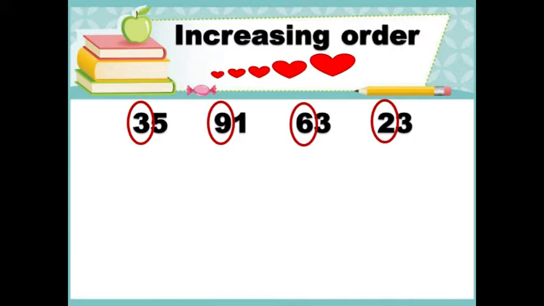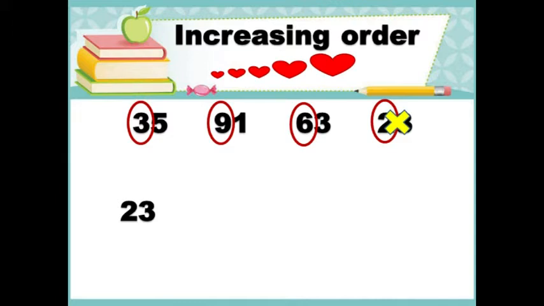So when we say increasing, we start by finding the smallest number. We have here 3, 9, 6, and 2. The smallest number among the four is 2. So we are going to write not only 2, but also the 3. So we'll write 23. Let's put an X. The numbers left in the group are 35, 91, and 63.